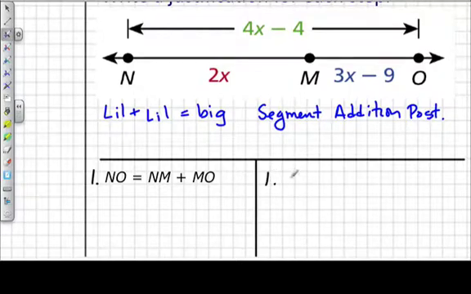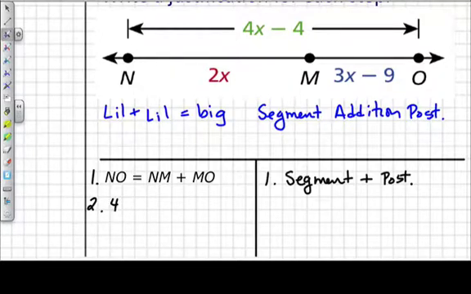So reason number 1 is not given this time, but I know that that's true from the segment addition postulate. Now we'll fill in those values.